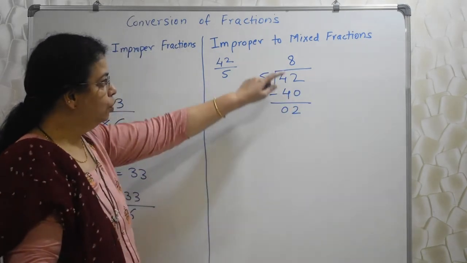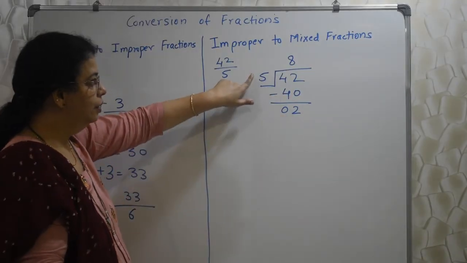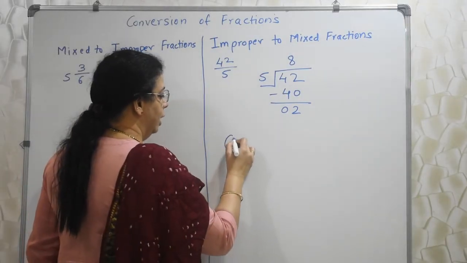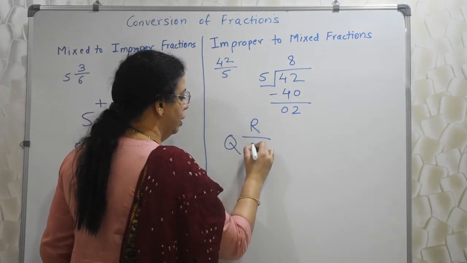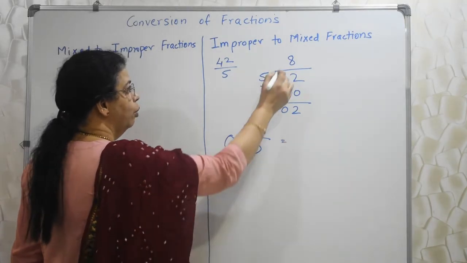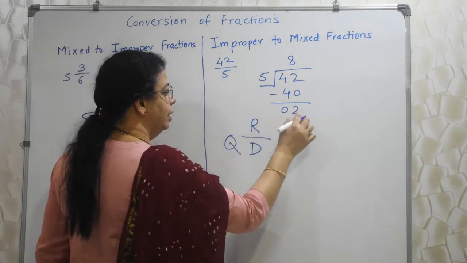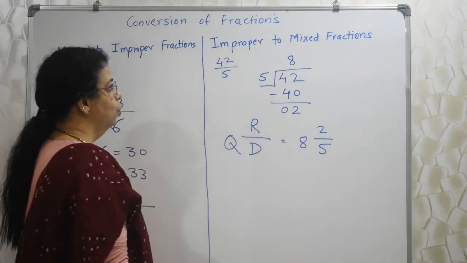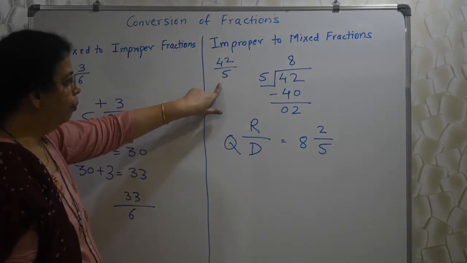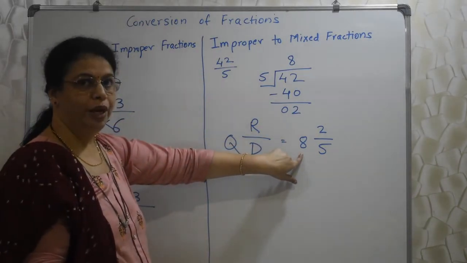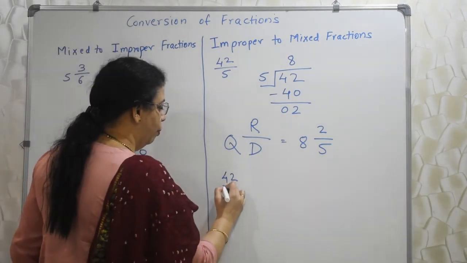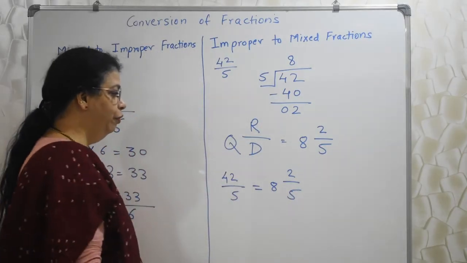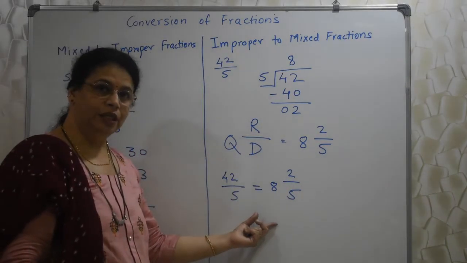Okay. Now this is quotient, this is remainder, this is divisor, right? That you all know. So now write this like this: quotient, remainder upon D. Quotient is how much? 8. Remainder is 2 upon divisor is 5. So this is a conversion of 42 upon 5 to mixed fraction. So 42 upon 5 is same as 8 and 2 upon 5. See how different numbers but their value is same.